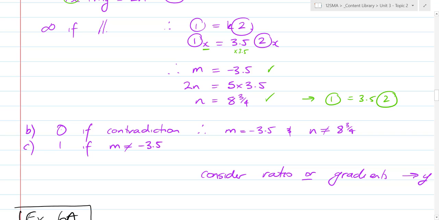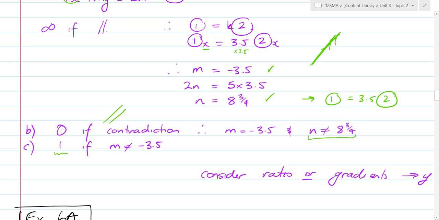0 solutions if there's a contradiction. So this gives me two lines that are the same, both there. Contradiction if they're two parallel lines, i.e. they never meet, then there is 0 solutions. So that means that m equals negative 3.5, but n doesn't equal 8 3/4, will produce a contradiction. M has to equal negative 3.5 because that produces the same gradient, which means that they are parallel. But then n cannot equal 8 3/4 because that is that translation up that makes it the same line. So if it's anything but 8 3/4, we have a contradiction.